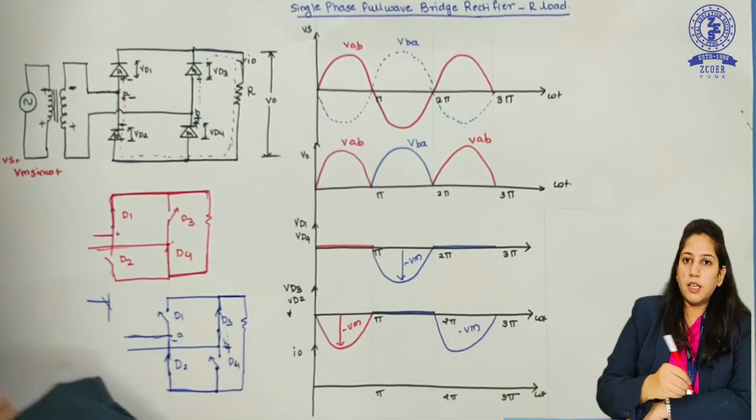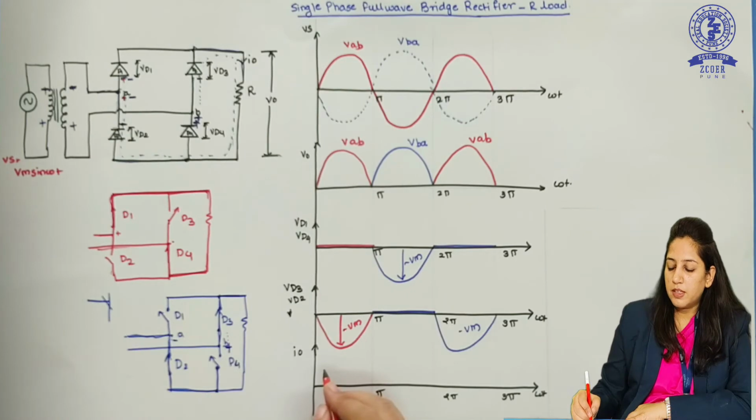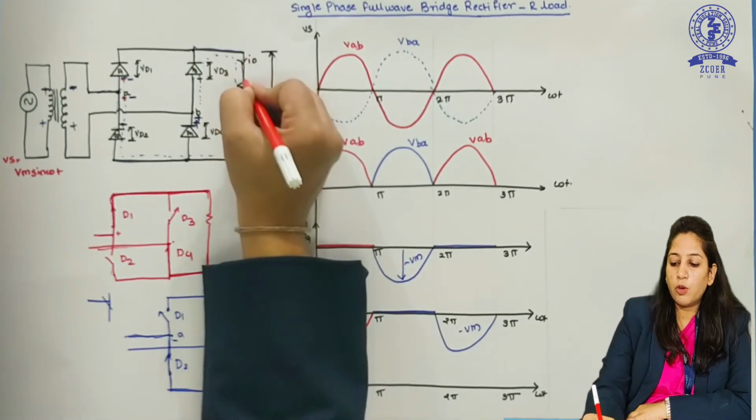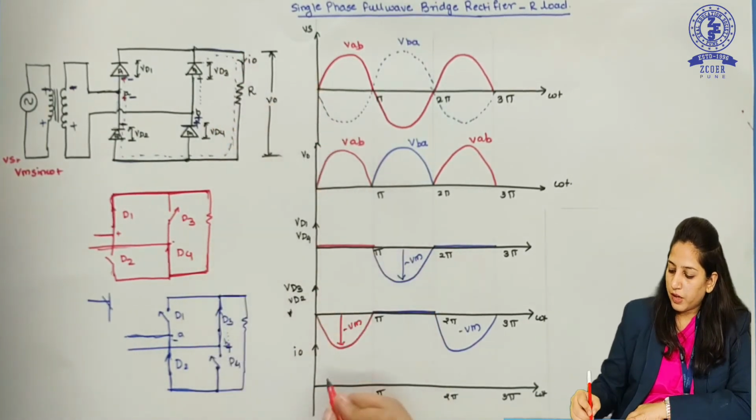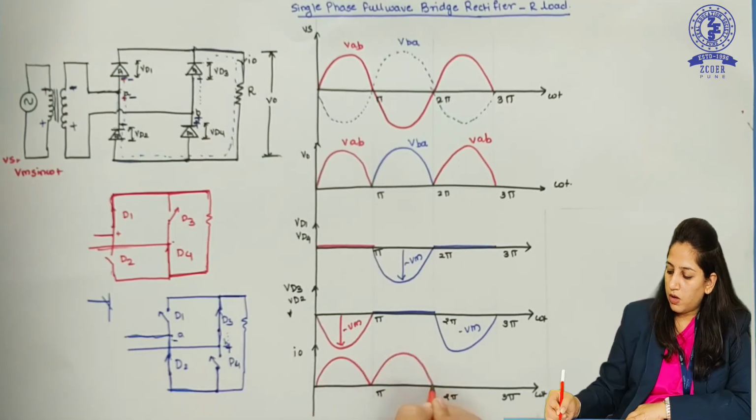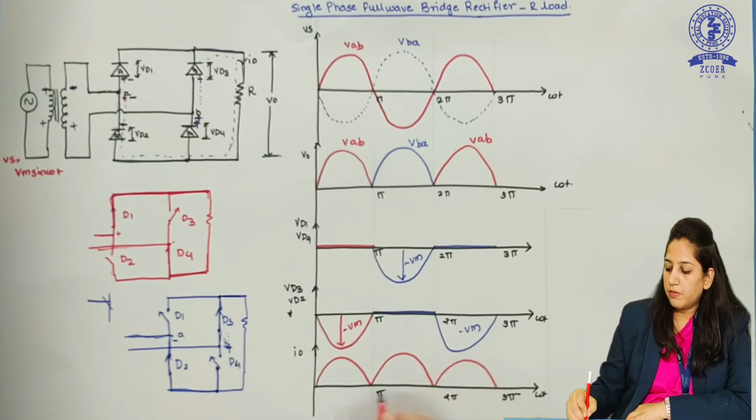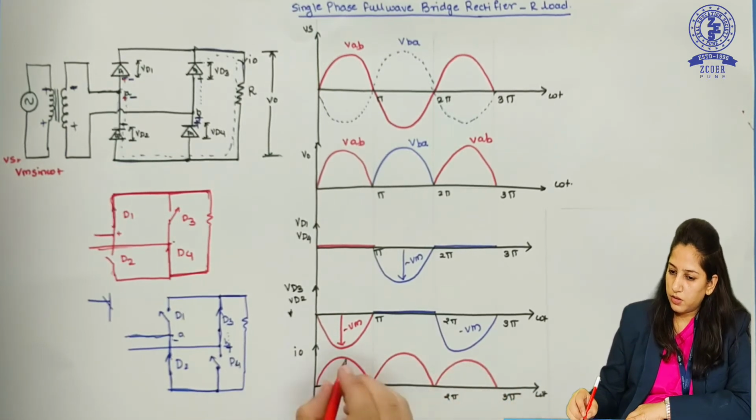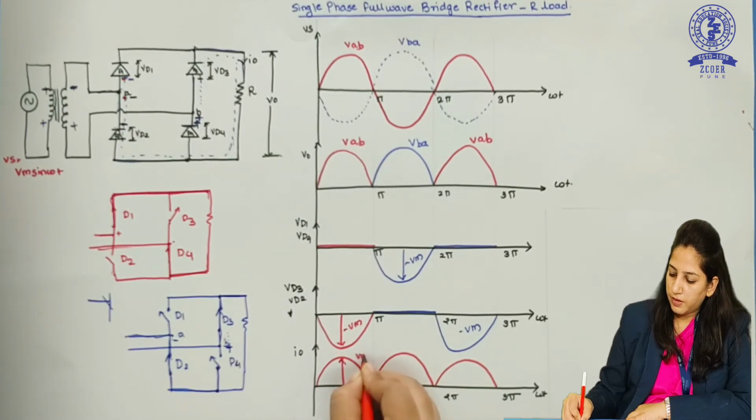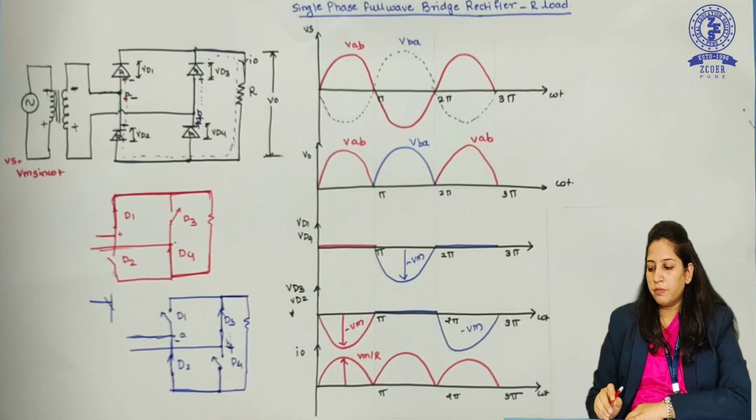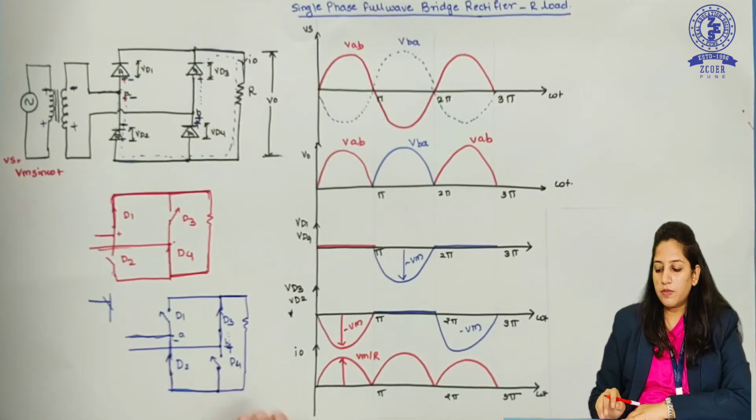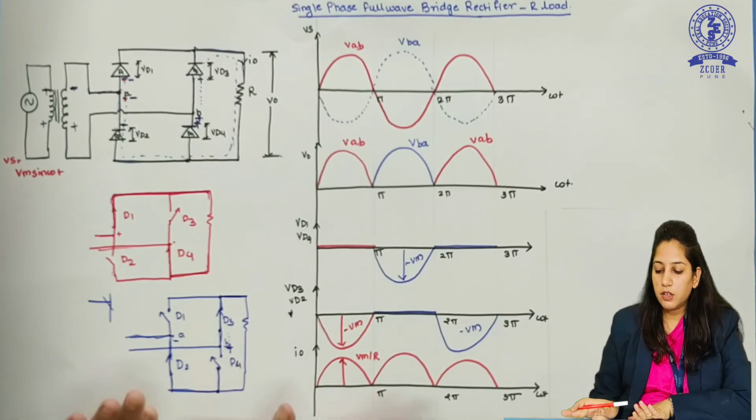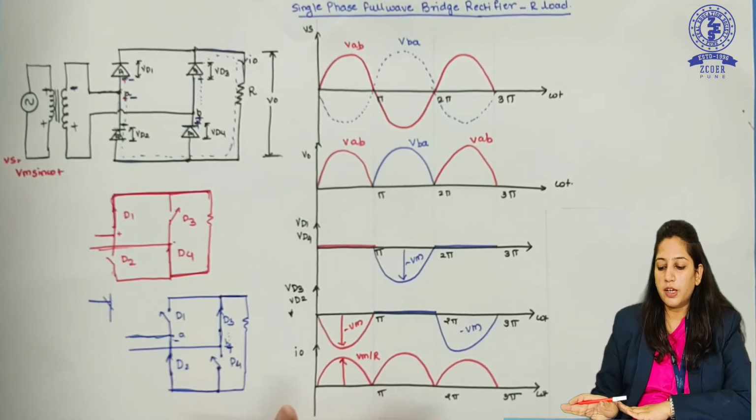Now we will see current. Current will be the same because current will be continuously flowing through this resistance load, and so here I will get current for all half cycles. The current will be Vm by R. So in this way we have seen the circuitry operation of our full wave bridge rectifier.